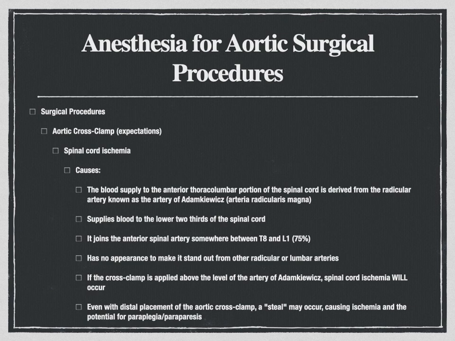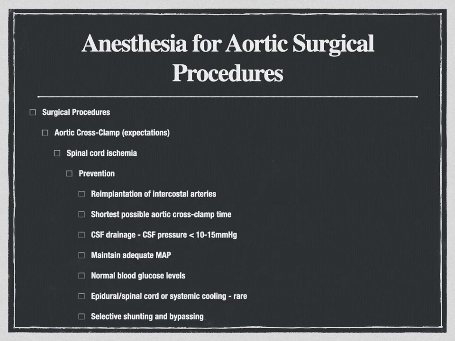If the cross clamp is applied above the level of the artery of Adamkiewicz, spinal cord ischemia will occur. Even with distal placement of the aortic cross clamp, a steal may occur, causing ischemia and the potential for paraplegia or paraparesis. Getting into some of the preventative measures for spinal cord ischemia: you can do reimplantation of intercostal arteries. Obviously, you want the shortest possible aortic cross clamp times.